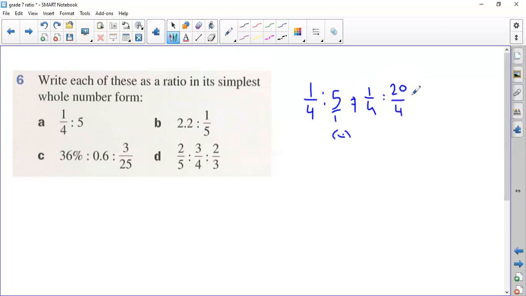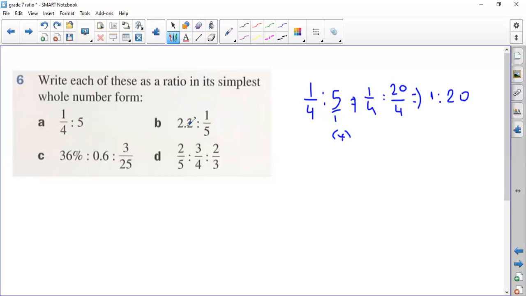Okay, so the ratio of this one is the same as 1 to 20. So this one gets simplified, or it means I'm comparing the same amount. From 4 parts I've taken 1, from 4 parts I've taken 20. So 1 to 20. Therefore, this one is the same, so it gets simplified.